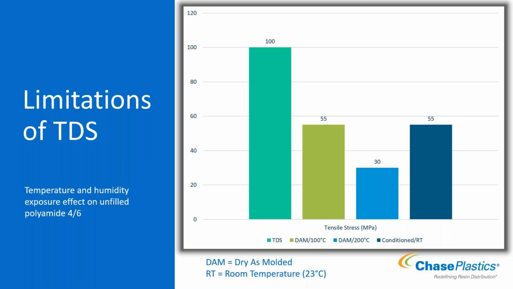And then if we go back to room temperature, so the same as the 100, but we condition it so it's been exposed to moisture, it drops to 55 as well. And so you can see our data sheet might only give us the 100 MPa value, but if it's exposed to temperature or humidity, those values and performance is going to drop, but a data sheet might not capture that or show that to you.